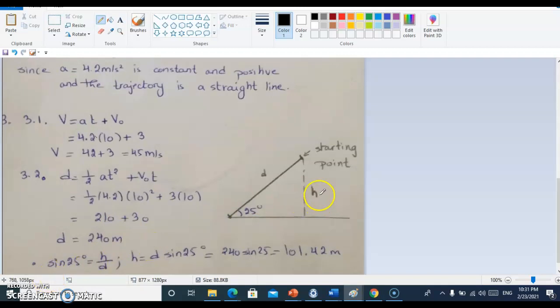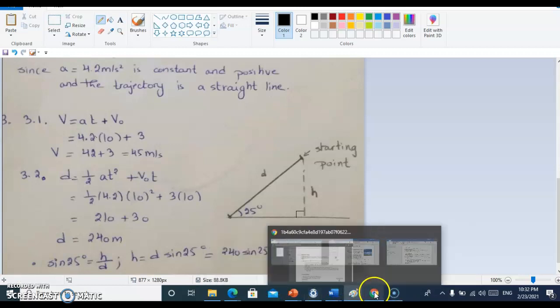Now concerning the height, you are given that he started from the top and he covered, as we calculated, a distance of 240 meters, and you are asked to find the height of the inclined plane. So starting from this point, you can see that this is a right triangle. So simply, looking for height, which is the side facing the 25 degree angle, and given the distance, which is the hypotenuse of this right triangle, we apply sine 25 equal height over distance, opposite over hypotenuse. So height is equal to d sine 25, equal to 240 sine 25, 101.42 meters.